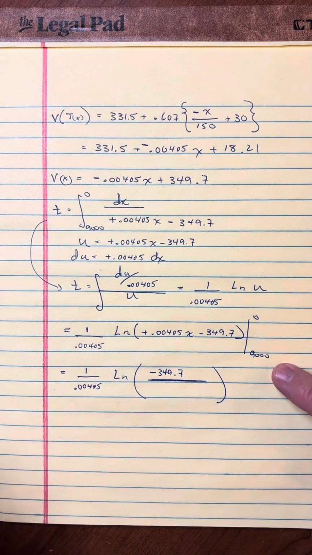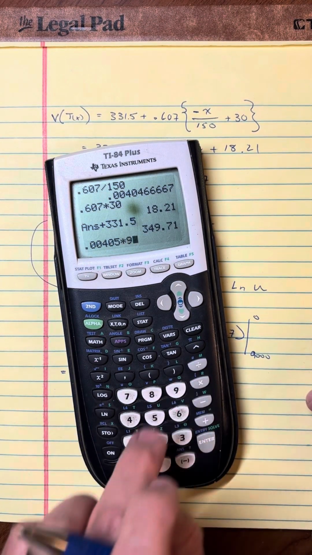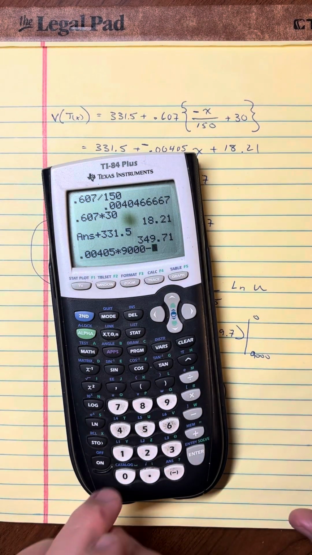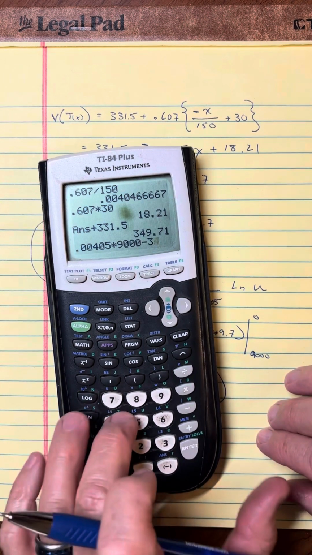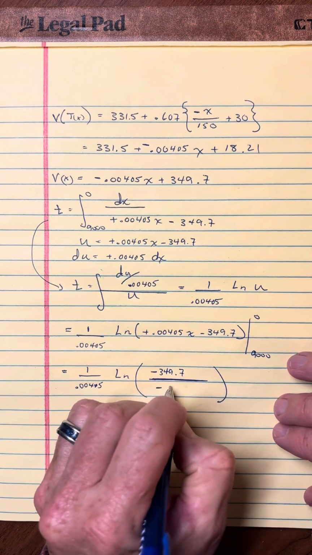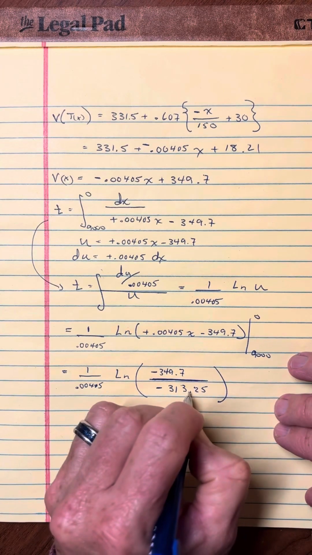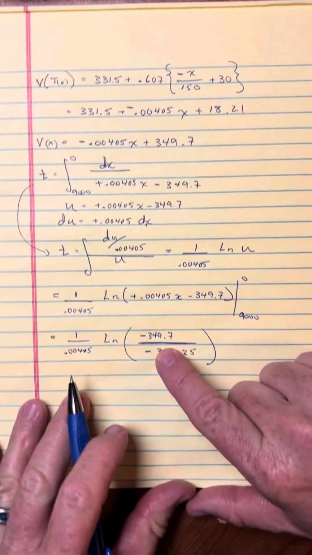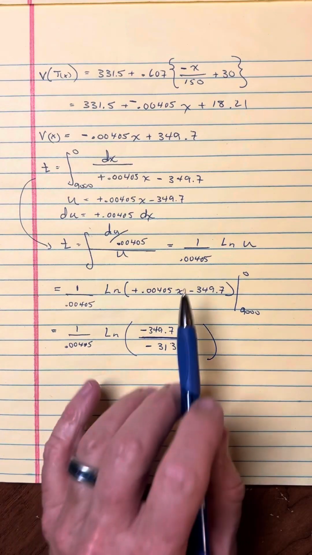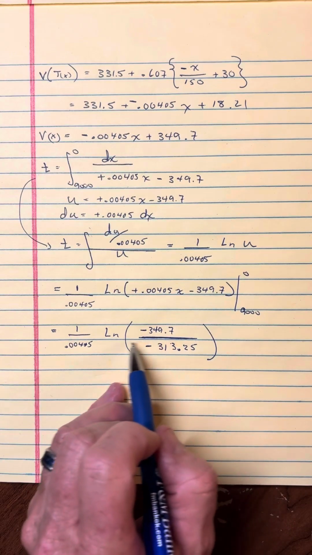And if I put in my 9,000 here, what do I get? 0.00405 times 9,000 minus 349.7. And I get a negative 313.25. And this is kind of what I was saying here. I want to be a little bit careful. Many mathematicians might put absolute value here. But if I write it as the quotient, I'll have two negatives, and so it's positive, because obviously you don't want this ever to be the log of a negative number.